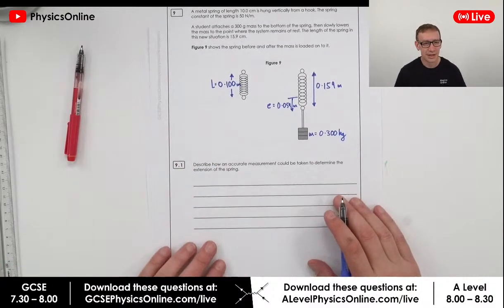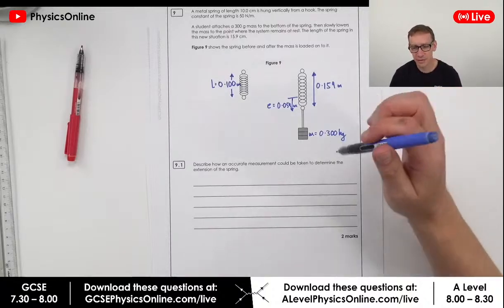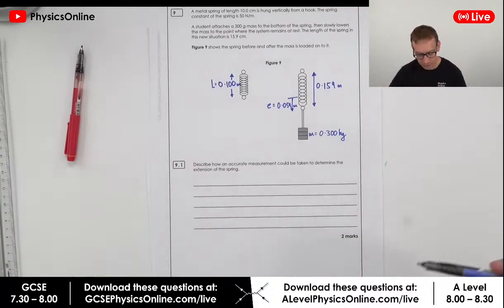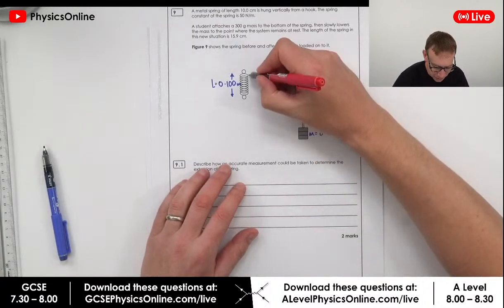But the question says, describe how an accurate measurement could be taken to determine the extension of the spring. So, put a ruler at eye level and take away the initial length from the extended length to find the extension. I think that's excellent.